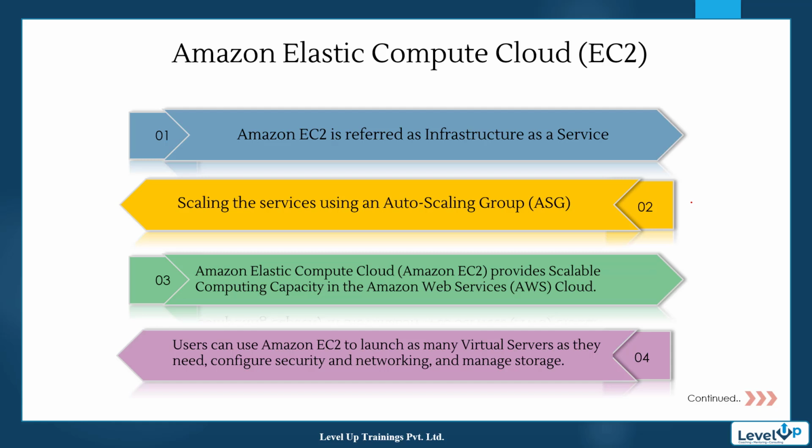Now, users can use AWS EC2 to launch any virtual machines as they need, configure security, networking, and manage storage. So, AWS gives you a console. With the help of the console, we can create any number of servers, or in AWS terminology, you can call it an EC2 instance. We can create any number of EC2 instances. Not only creating, we can also secure them by configuring security, configure networking, and manage the storage with the help of EC2.